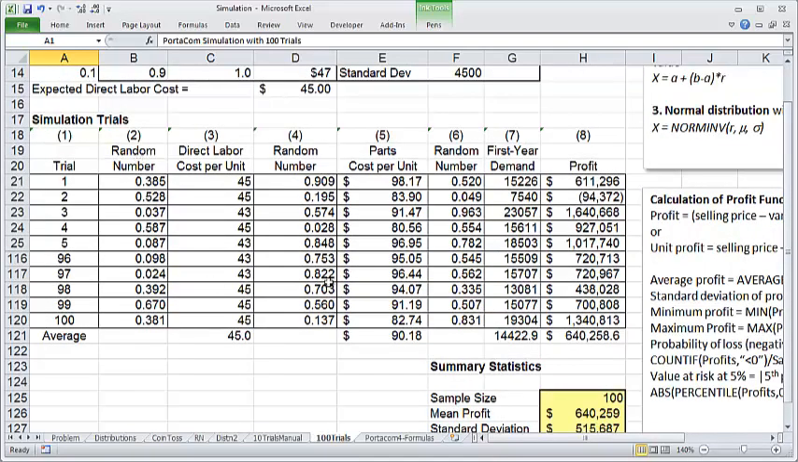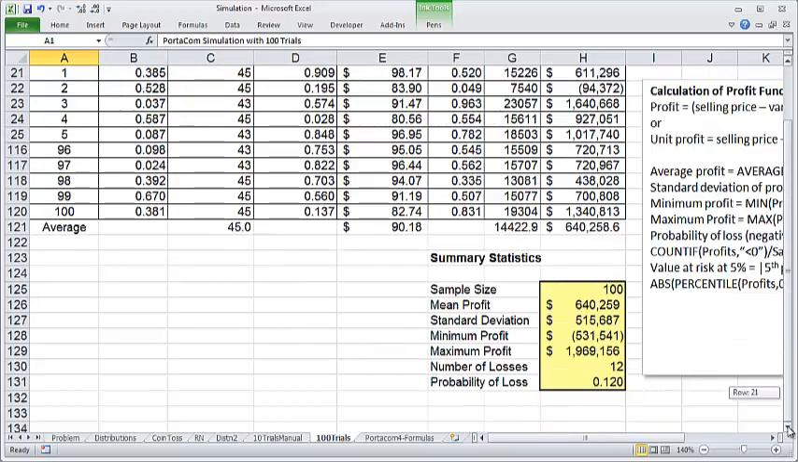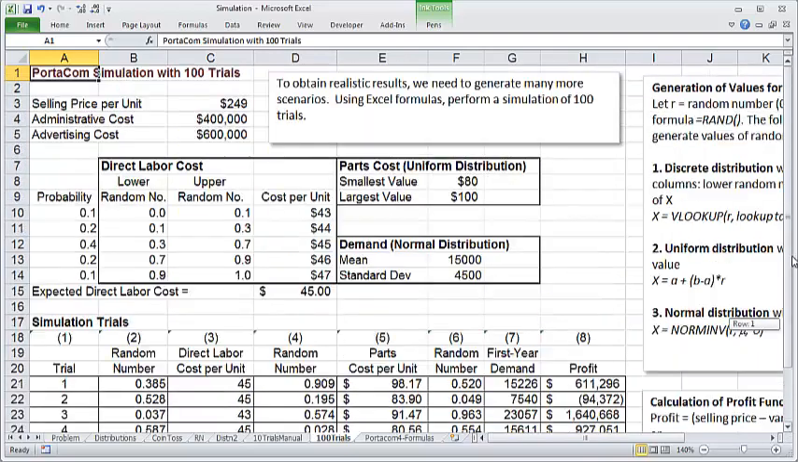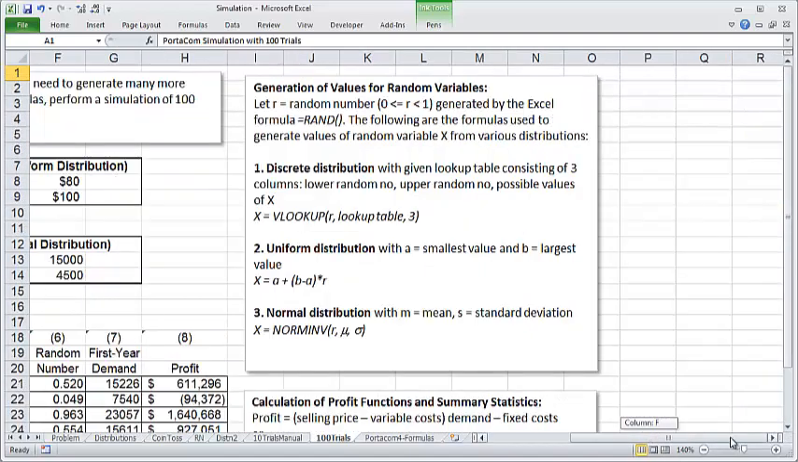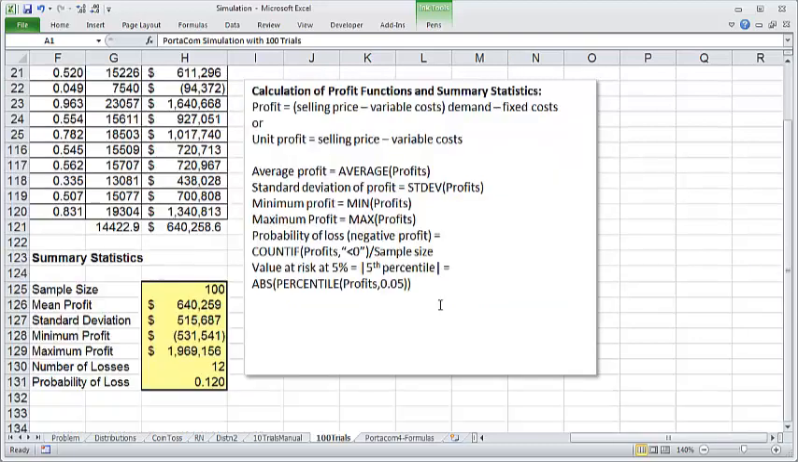We have the random numbers here and the corresponding random variables here, and the first year demand here. And then here we have the summary statistics. And now on the right hand side of the sheet you see the formulas. These are the formulas for generating values of random variables using the R, that is the numbers from the rand function. Here we have the calculations of the profit functions and the summary statistics. That is how to get them.